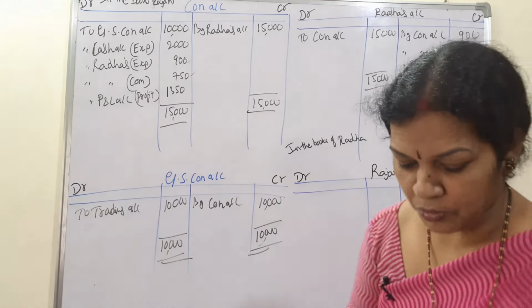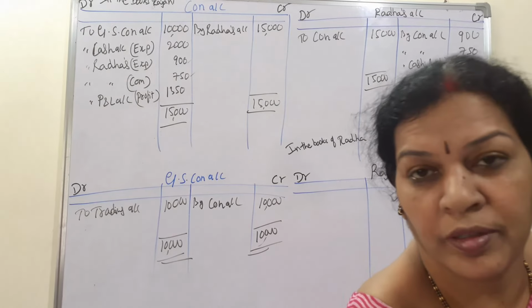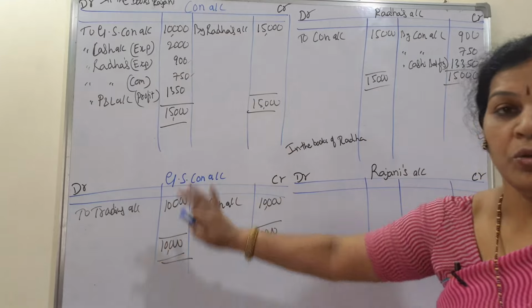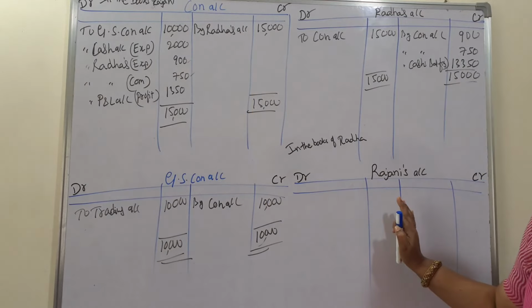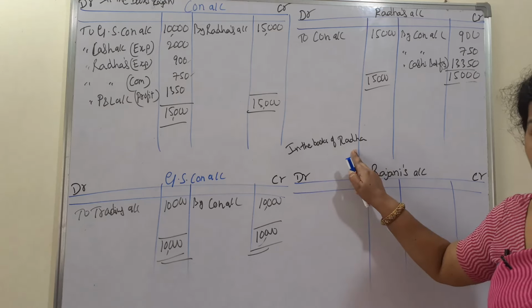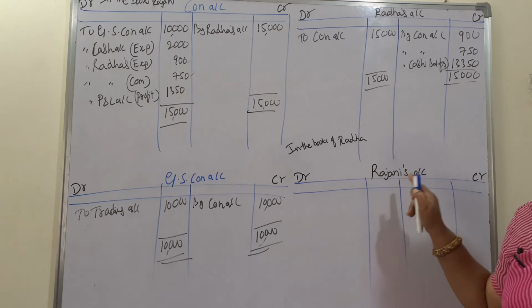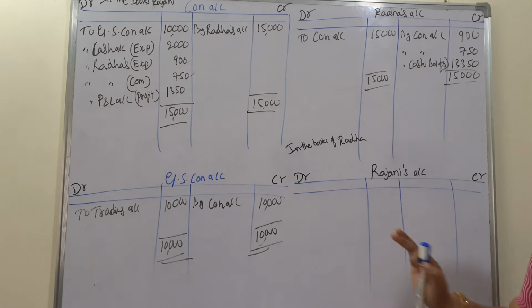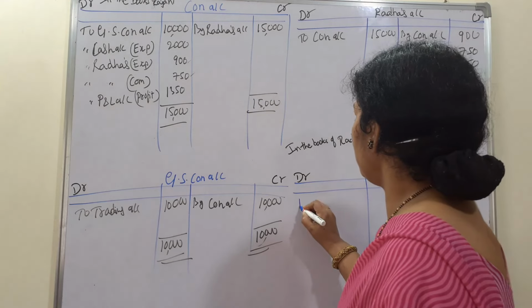Ink is over, I will use a blue pen. So that's all over. Next, Rajini's account. In the books of the consignee, consignor, Rajini's account. Same as it is, you will take. So what we are going to write here is Rajini-related.